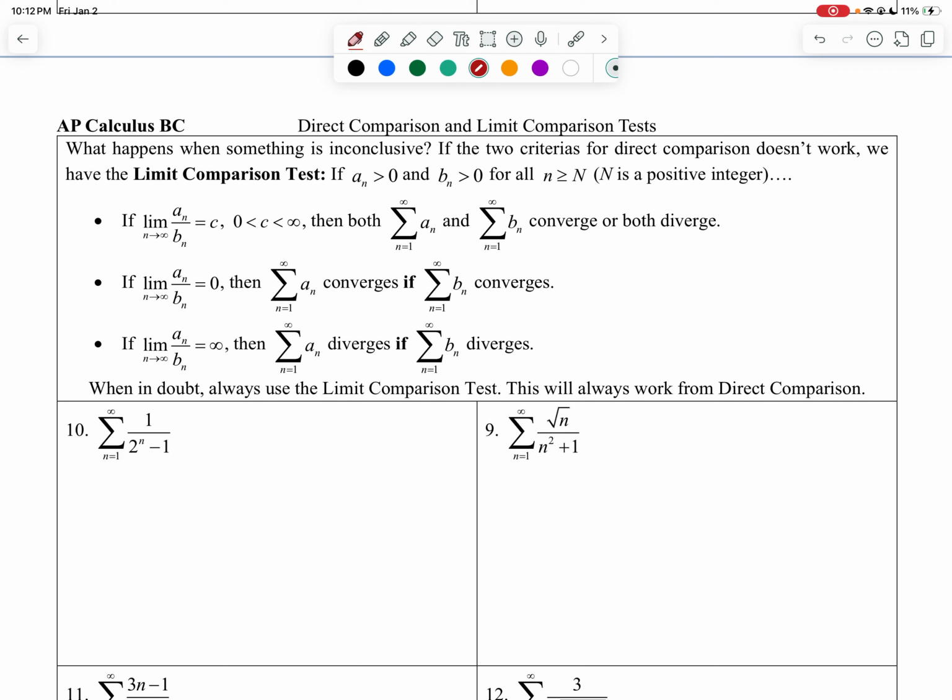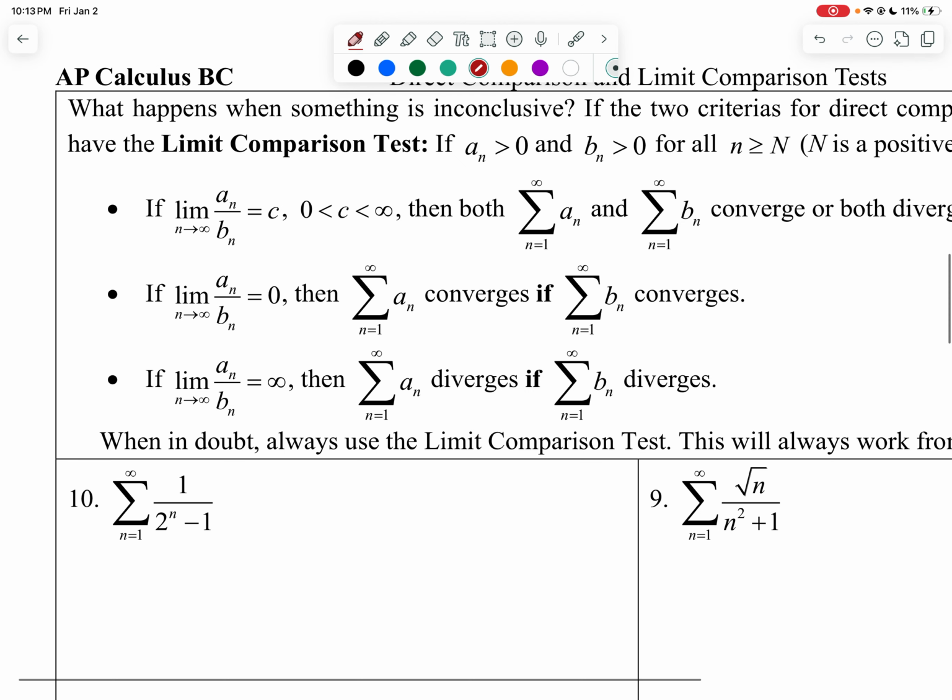All right, so what happens when something is inconclusive in terms of my two criteria that we have for direct comparison? If our comparison is inconclusive, then we're going to use the limit comparison test. Basically, we're still going to choose a series to compare it with, and then we are going to find the limit of the series. So we have a sub n over b sub n is equal to c, where c is going to be some number. Now, in this case, it doesn't really matter whether a sub n or b sub n, which one's bigger, which one's smaller.